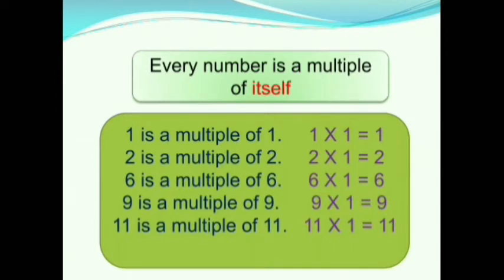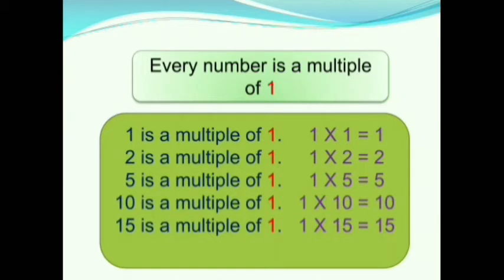Observe the following examples. 1 is a multiple of 1. 1 into 1 equals 1. 2 is a multiple of 2. 2 into 1 equals 2. 6 is a multiple of 6. 6 into 1 equals 6. 9 is a multiple of 9. 9 into 1 equals 9. 11 is a multiple of 11. 11 into 1 equals 11. From the above examples, we can conclude that every number is a multiple of itself.